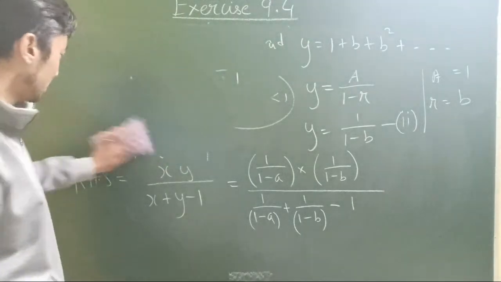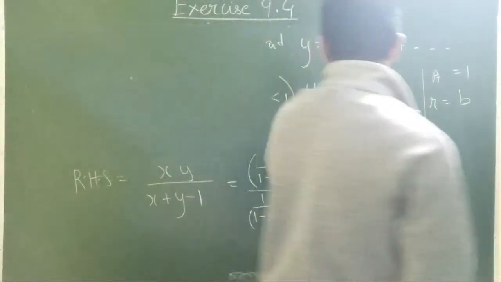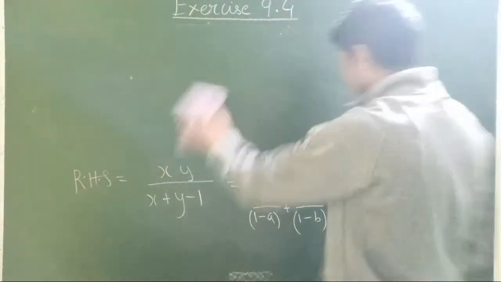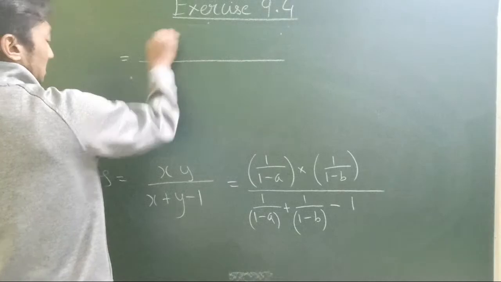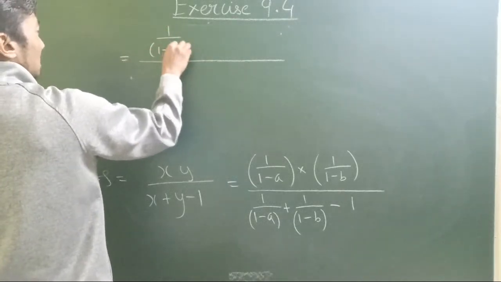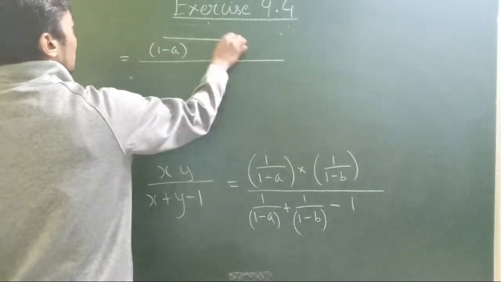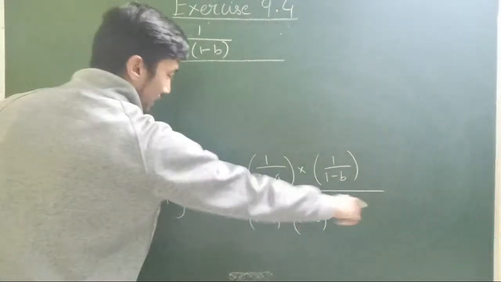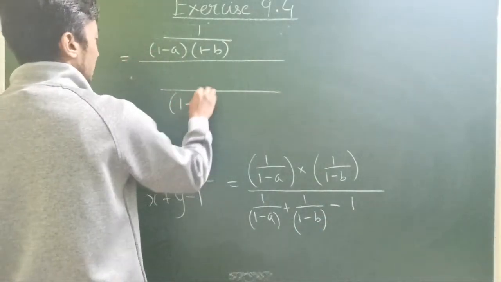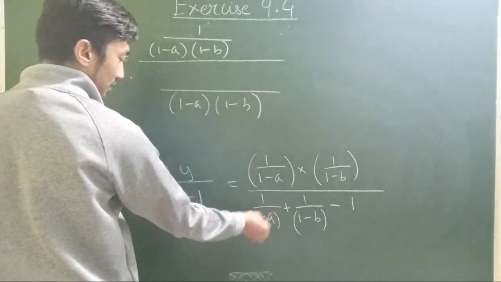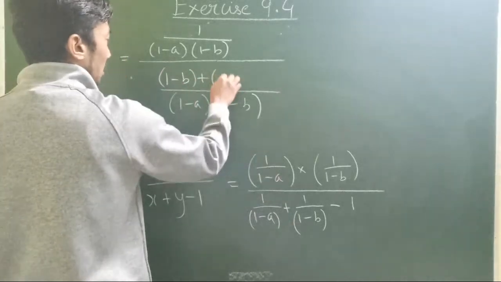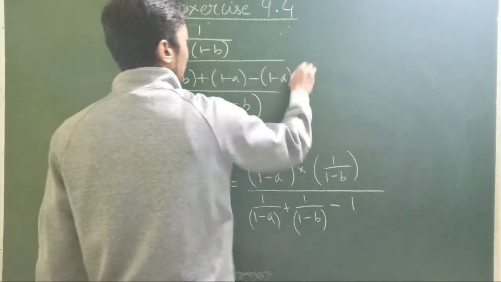So this information is already used. We don't need that anymore. Now, if we do a little bit of simplification, I'll just write 1 by 1 minus a, multiplication, so it's like 1 minus b. Here, common LCM, 1 minus a, 1 minus b. So here we have 1 minus a, so we'll have 1 minus b plus, okay, I'll use brackets, here 1 minus a minus 1 minus a, 1 minus b.